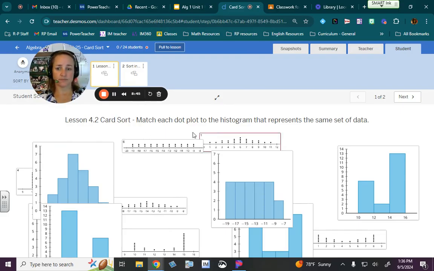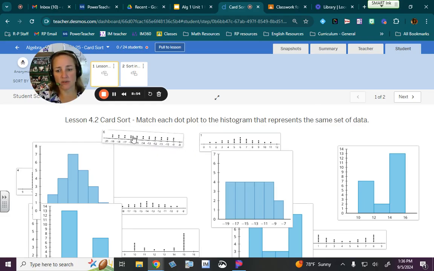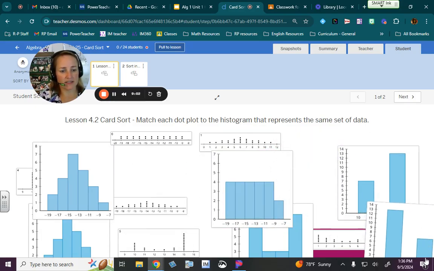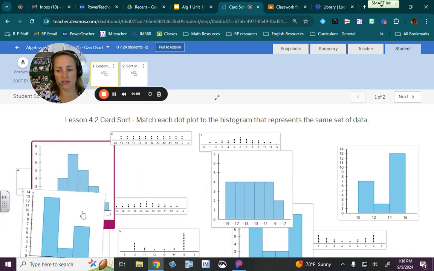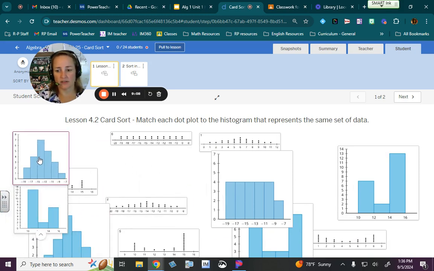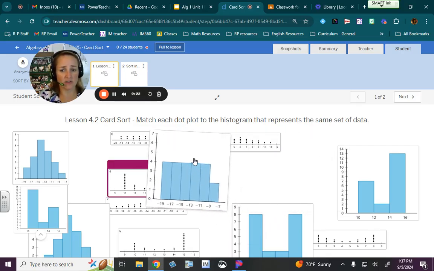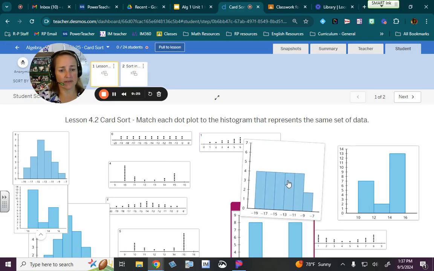This card sort is asking us to match each dot plot to the histogram that would be the same set of data. So if we had something like this one here, I'm going to start with this dot plot for no apparent reason. It's just right there. I look at all my different kinds of graphs and data sets, and there are a couple of things that I'm looking at. I'm having a hard time getting things out of the way. I notice that they're all about the same. I notice that they go from negative 19 to negative 9, and that looks an awful lot like this histogram. So this histogram and that dot plot, and I cannot get them.